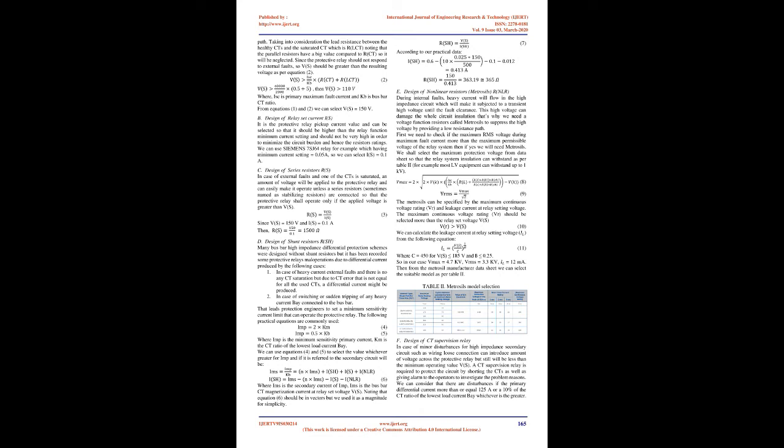B. Design of relay set current I_S. It is the protective relay pickup current value and can be selected so that it should be higher than the relay function minimum current setting and should not be very high, in order to minimize the circuit burden and hence the resistors' ratings. We can use the Siemens 7SJ64 relay, for example, which has a minimum current setting equal to 0.05 A, so we can select I_S equals 0.1 A.